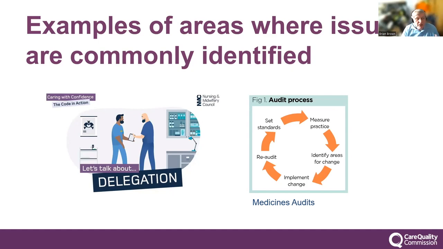And medicines audit. Providers are required to have effective governance, which includes audit processes. They must measure practice against good standards and identify areas for change, particularly around the safety and quality of medicines use. Often we're not looking for completed checklists and the same audit being completed every month in and out. What we're looking for is, if they're identifying issues and areas for change on an audit, that they're then re-auditing against that change and whether it's been improved or not. What often we find is the same issues being identified on an audit from one month to the next without it actually changing.